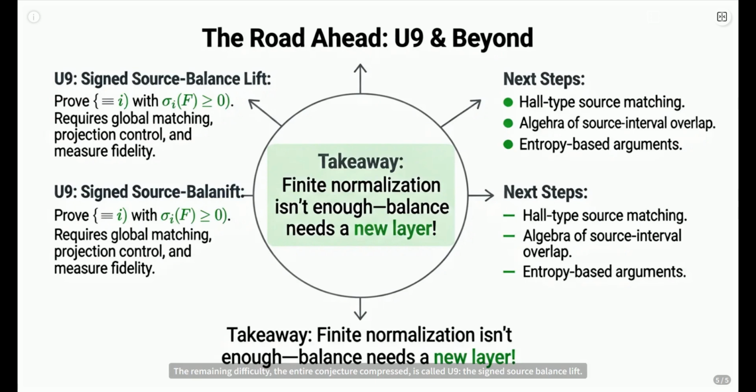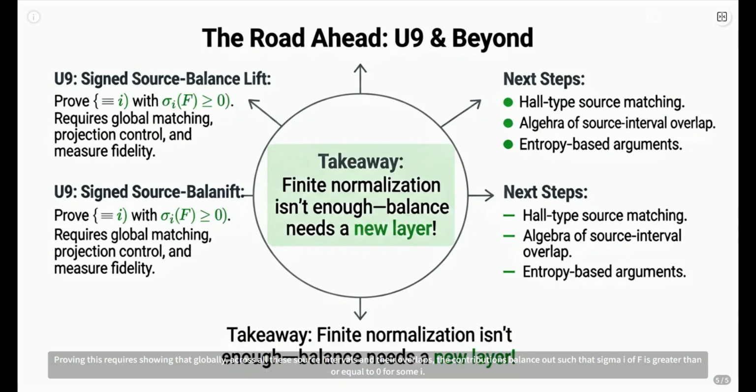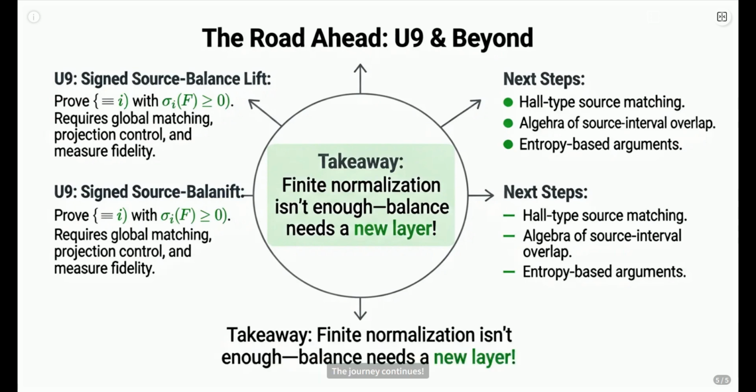The remaining difficulty, the entire conjecture compressed, is called U9, the signed source balance lift. Proving this requires showing that globally, across all these source intervals and their overlaps, the contributions balance out such that σ_i(F) is greater than or equal to 0 for some i. This likely involves sophisticated tools like Hall-type matchings, controlling how different source structures project onto classical sets, and maybe even information theory. The journey continues.